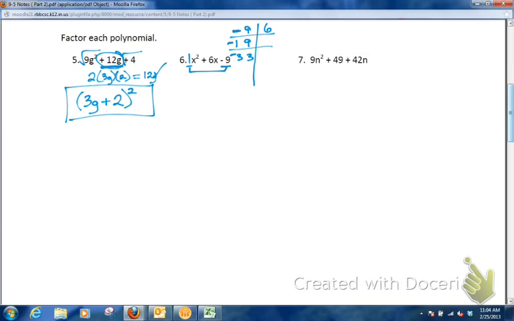Well, negative 1 and 9 is not going to work. Negative 3 and 3 is not going to work. How about 1 and negative 9? No. And again, 3 and negative 3. No. So none of these work. So this does end up being a prime polynomial, meaning it cannot be factored at all. There's no way to factor this problem.